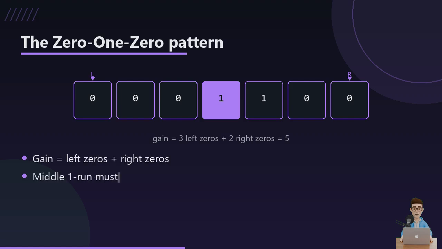Here's the trick. Every valid trade is a one run flanked by zeros. Deleting the ones and filling gives you left zeros plus right zeros, new active sections. So the whole problem is, over the window, which sandwich has the most bread? Name it the 010.